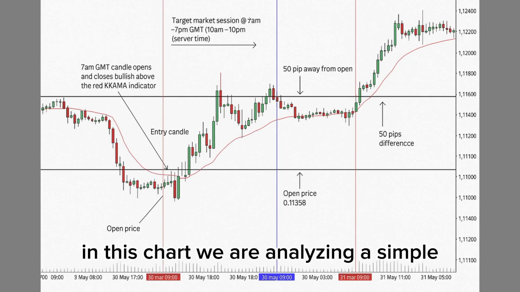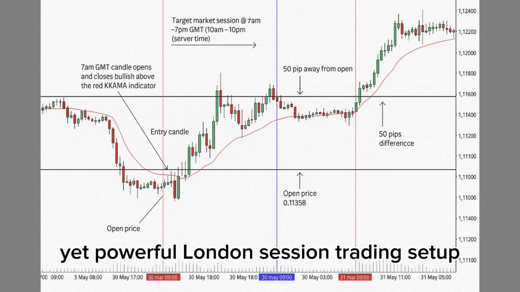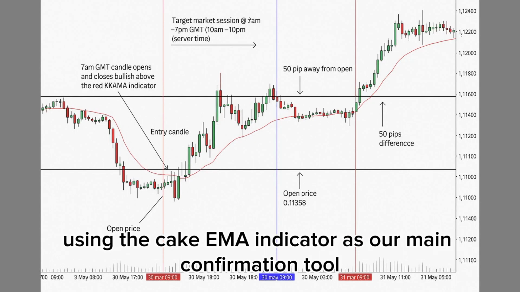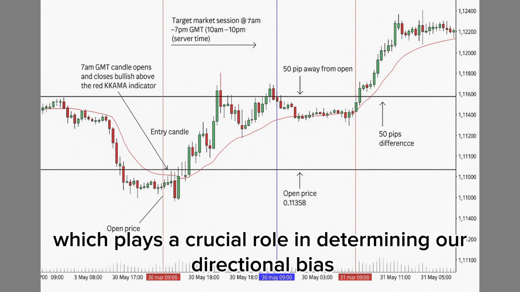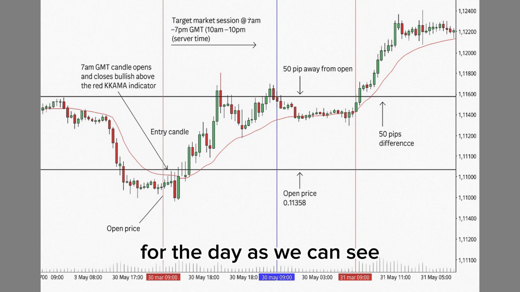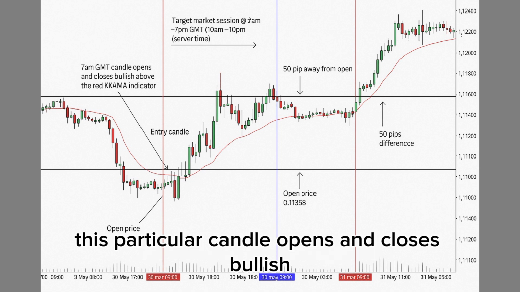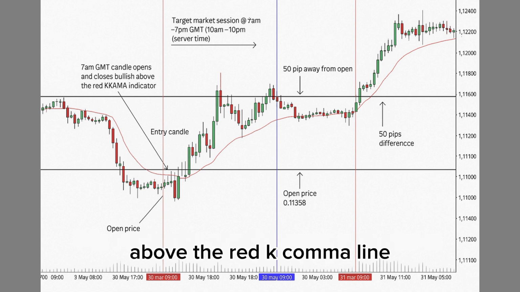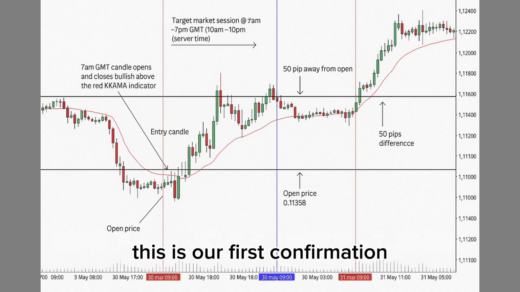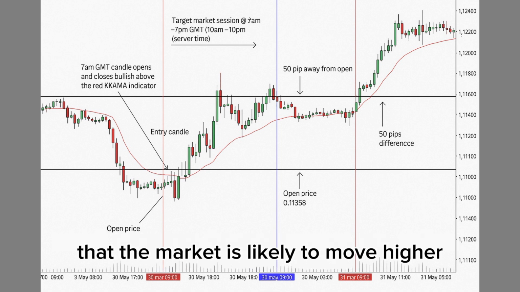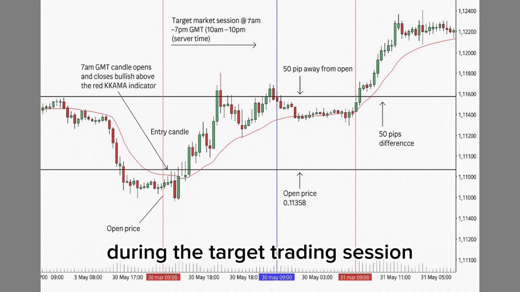In this chart, we are analyzing a simple yet powerful London session trading setup using the KEMA indicator as our main confirmation tool. The first key point to notice is the 7 a.m. GMT candle, which plays a crucial role in determining our directional bias for the day. As we can see, this particular candle opens and closes bullish above the red K-comma line, which indicates that momentum has shifted in favor of the buyers. This is our first confirmation that the market is likely to move higher during the target trading session.